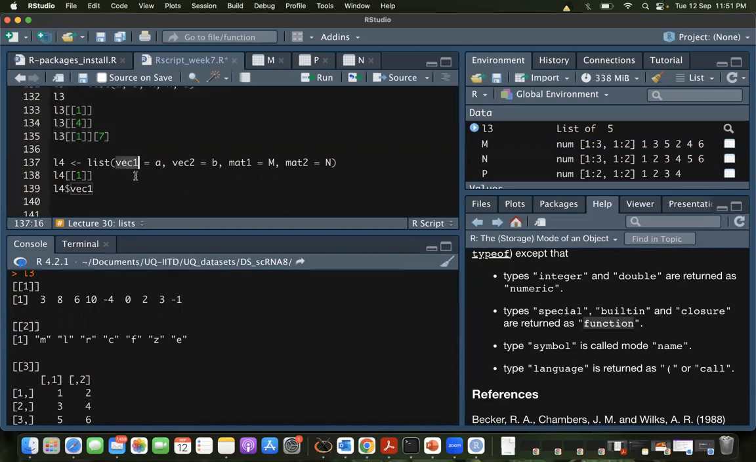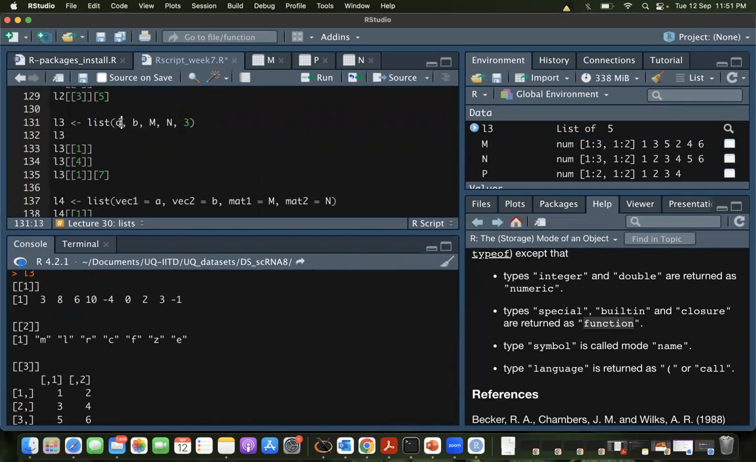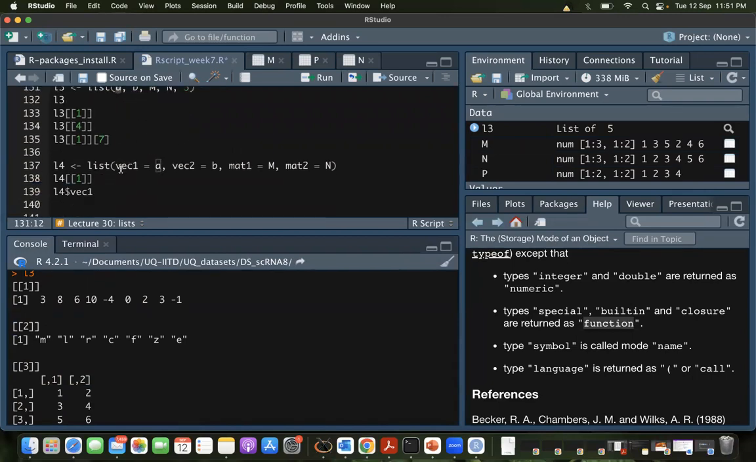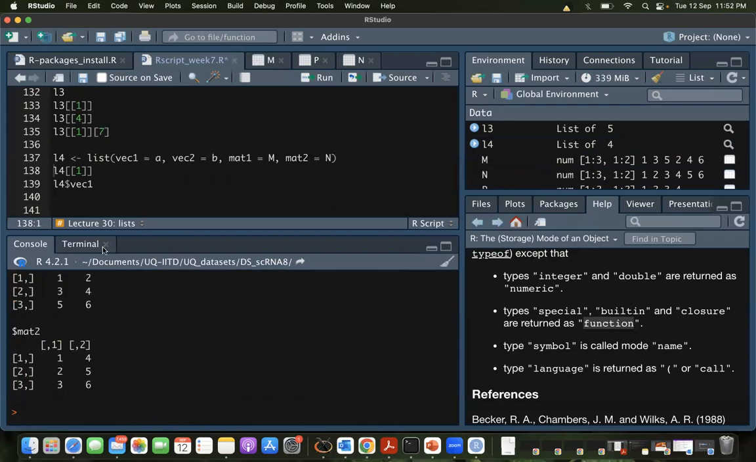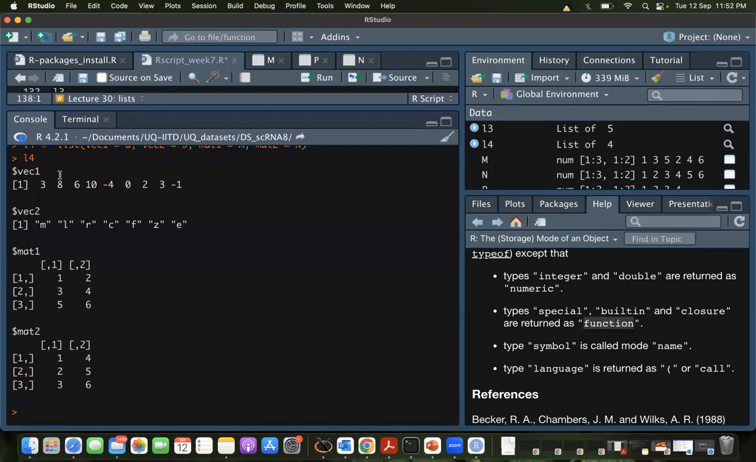So let's say I'm saying vec1 is A. Here I just gave A, but here I said, call it vec1, call it vec2, mat1, mat2. If I do that, and I see what L4 stores, now you see it's storing these names, and the way you can refer to these names is using the dollar sign. The dollar sign is going to come more often from now.